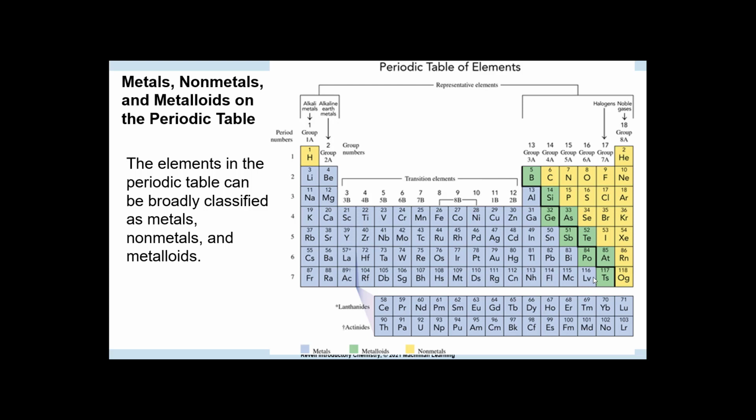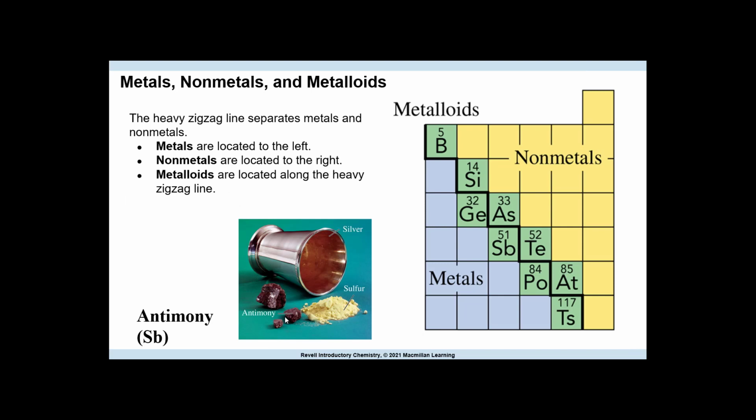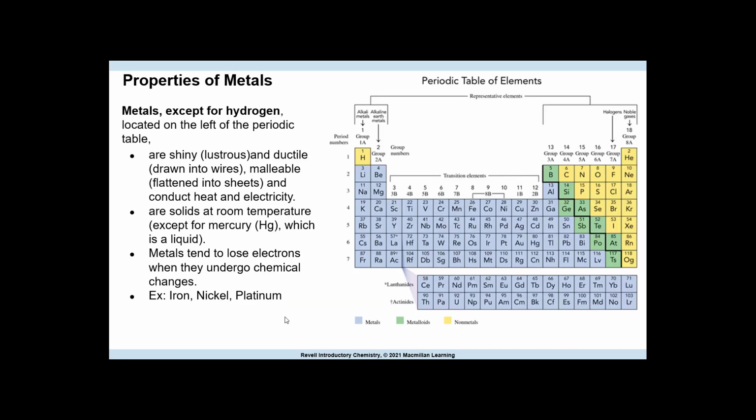The elements in the periodic table can also be classified as metals. So not only can we classify things that are similar in properties going down, we can classify them as metals and nonmetals and metalloids. Anyways, the heavy zigzag line separates metals and nonmetals. Metals are located to the left, nonmetals are located to the right, and metalloids are located in the middle on the staircase or heavy zigzag.